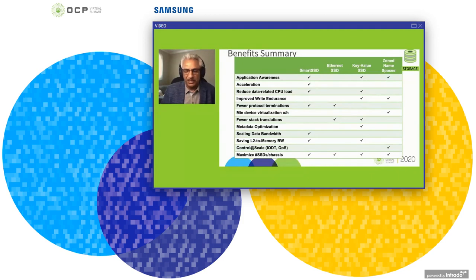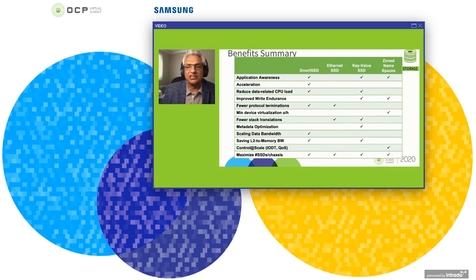So let's summarize the benefits of the technologies I've talked about today, as well as zoned namespaces, which is being talked about by Samsung in other talks at this meeting. As you can see, Smart SSD with its very versatile acceleration platform has the most benefits in terms of application awareness, acceleration, and keeping that data out of the CPU and saving some of that precious L2 memory bandwidth as well. Ethernet SSD is specifically meant for storage services in a disaggregated environment where it reduces the number of protocol terminations and stack translations, resulting in being able to hold more SSDs per chassis for better TCO.